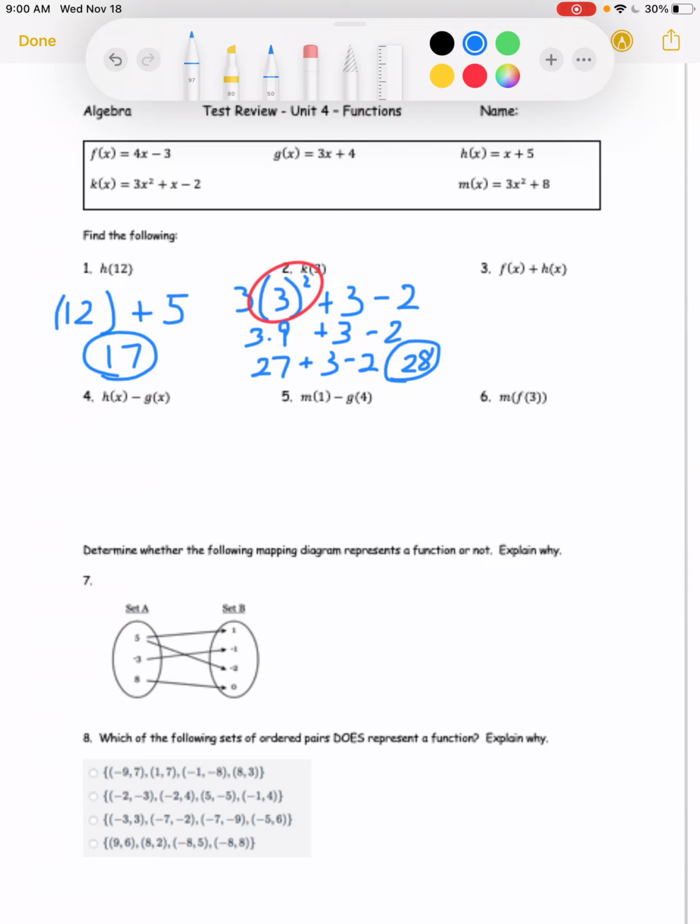Okay, so if any of these are going too fast for you, just pause the video, back it up, think, write it on your paper, work it out, slow it down a little bit, okay?